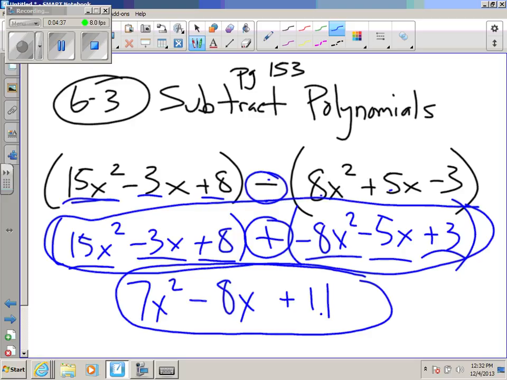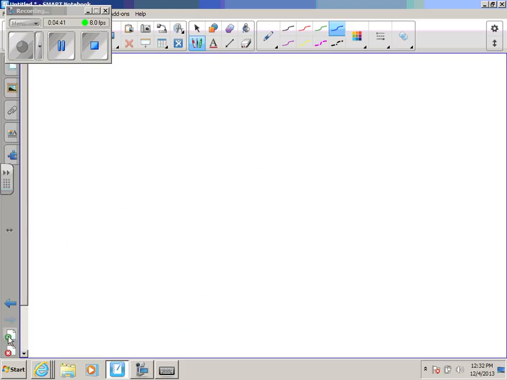I used to not think it mattered. When I used to teach this, I used to tell them it doesn't matter, just keep it as a subtraction sign in the middle. But it ended up causing more confusion than it was worth. So now I say rewrite it using the additive inverse. Okay? So here's one for you to try.